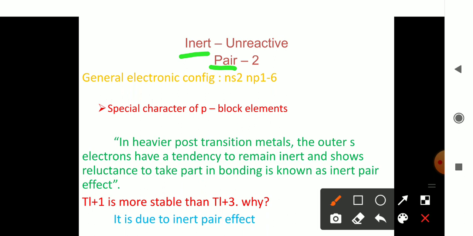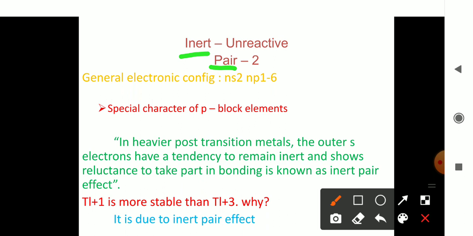And this effect can be shown only by P block elements. It cannot be shown by S block, D block, or F block elements. Only the elements of P block can show this special effect called inert pair effect. Is it clear, students? What is inert pair effect? The inertness of a pair of electrons present in the s orbital.